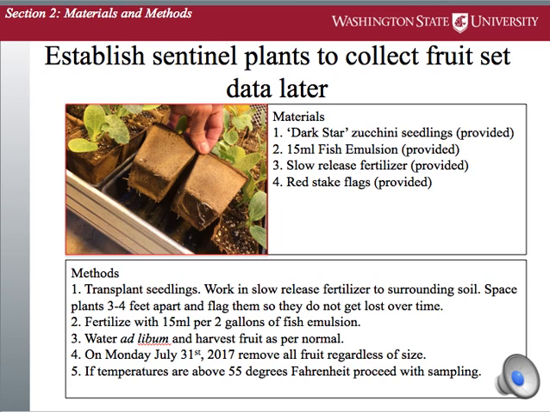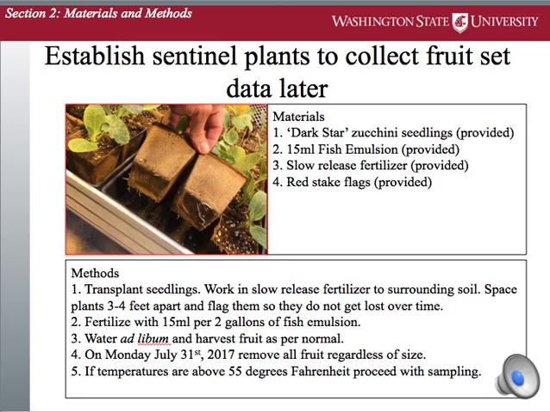So the methods for this are to transplant your seedlings and work in the slow release fertilizer in the surrounding area. I'm trying to standardize the soil environment to reduce differences in productivity due to differences in soil productivity. You can space the plants 3 to 4 feet apart as you normally would with zucchini, and then you'll want to flag them so they don't get lost over time. I've visualized in my development of this project that you would plant these plants at the end of a row or somewhere in a row of zucchini or other squash plants, but you can put these essentially anywhere in your farming system or in your garden, wherever it works best for you.